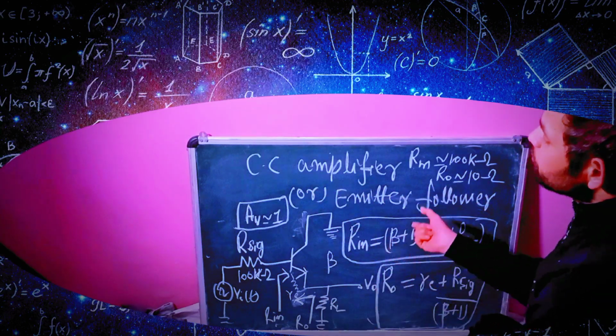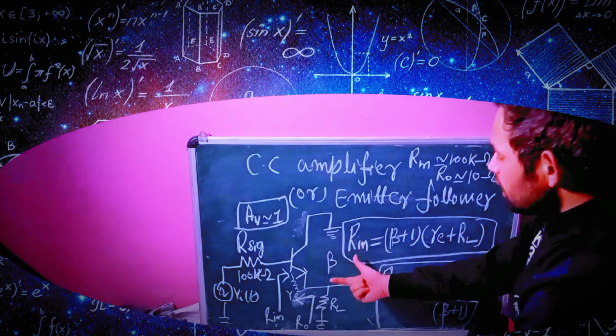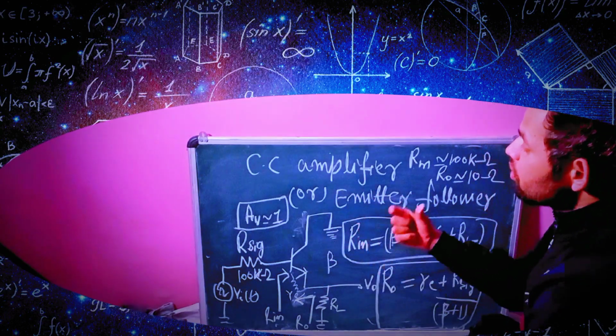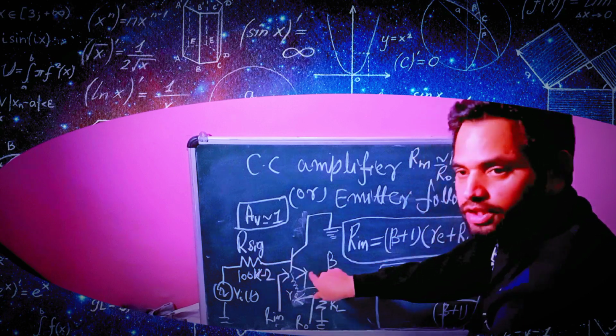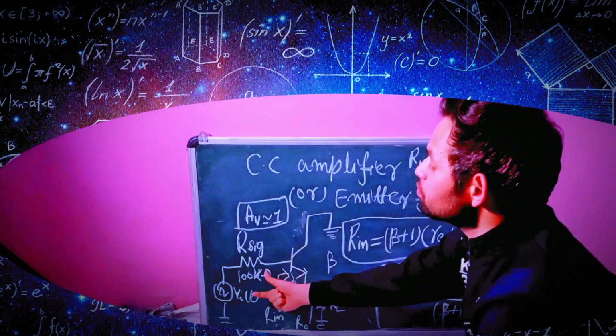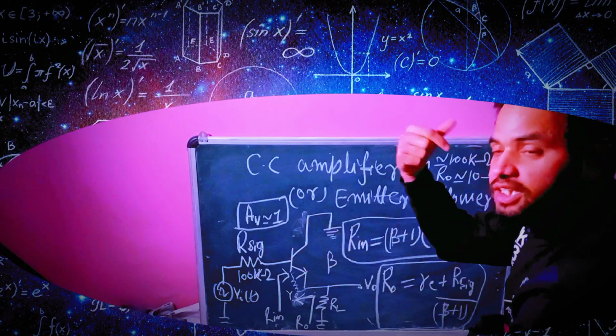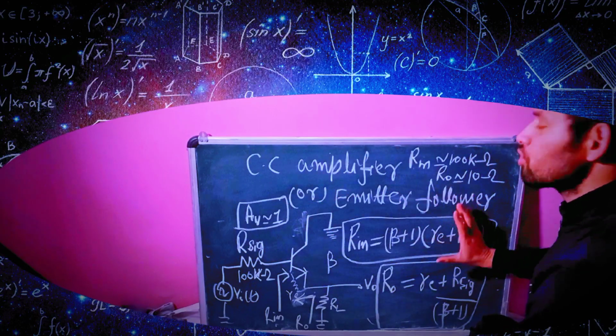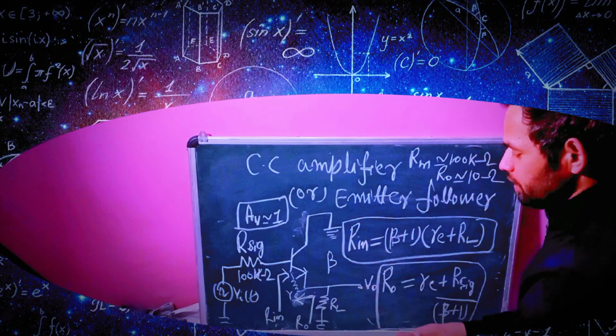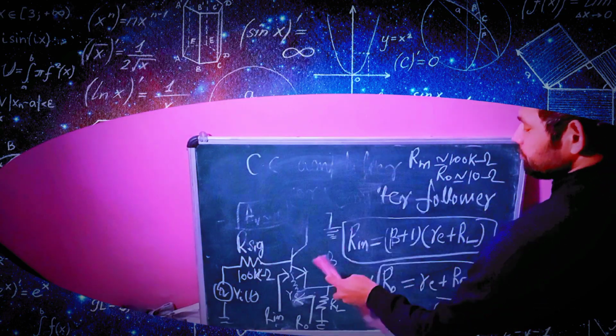Now we are going to see the application of this common collector amplifier or emitter follower for the input signal that we apply to it. How does the common collector amplifier buffer the input signal, with significant improvement at the output side across the load of the loudspeaker? So let's see.